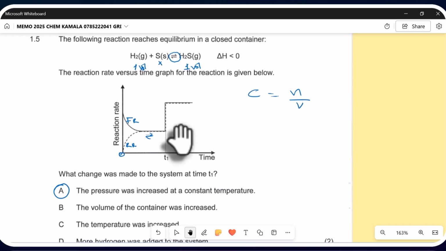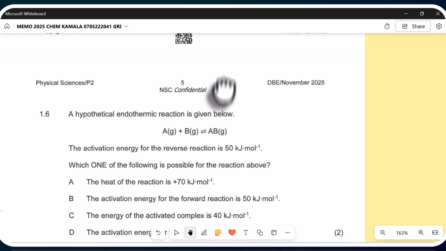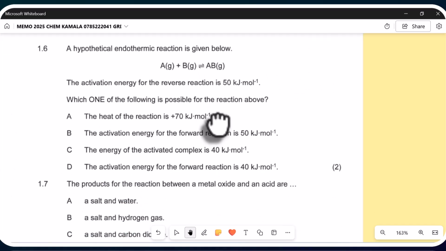1.6. They say that a hypothetical endothermic reaction is given below, that is A gas plus B gas to give us AB gas. So you're having two volumes to give us one volume here. They say that the activation energy for the reverse reaction is 50 kilojoules per mole. Which of the following is possible for the reaction above?